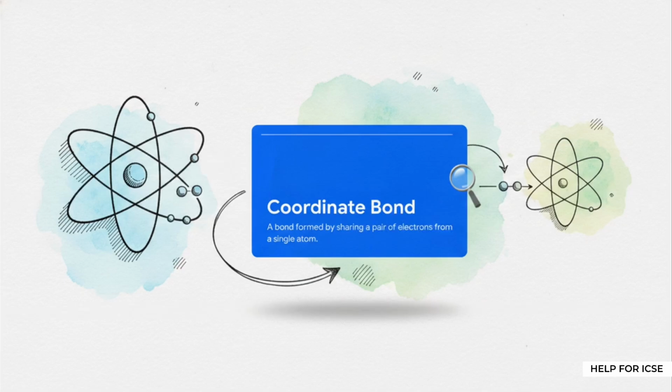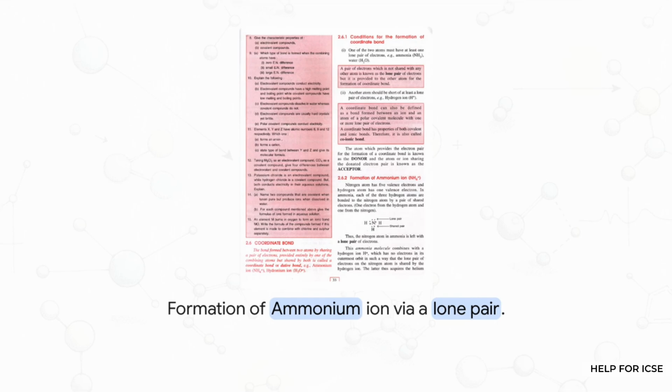One atom steps up as the generous donor, offering up a lone pair, which is basically a pair of electrons that isn't currently doing anything else. The other atom is completely strapped for electrons and acts simply as the acceptor. But the crazy thing is, once they make that connection, it behaves exactly like a normal everyday covalent bond. A perfect example of this is the formation of the ammonium ion.